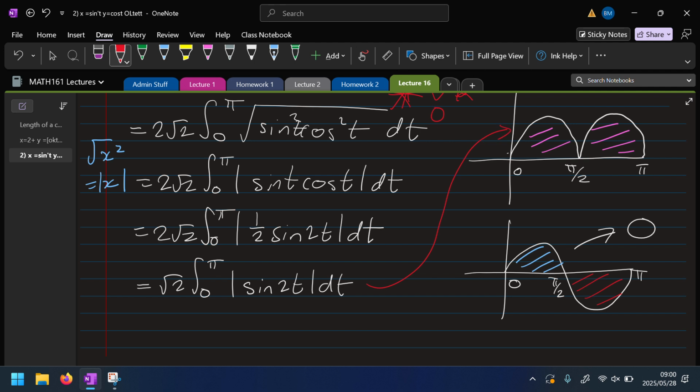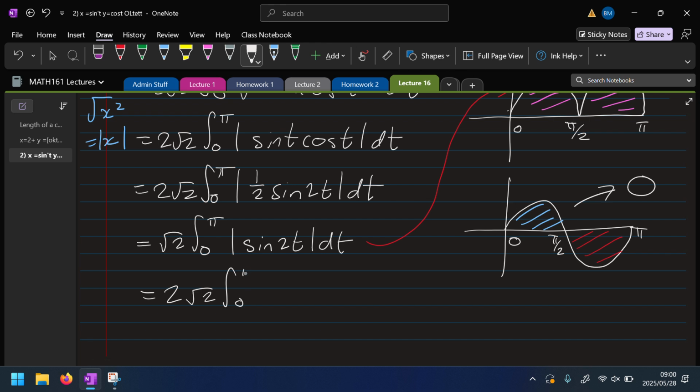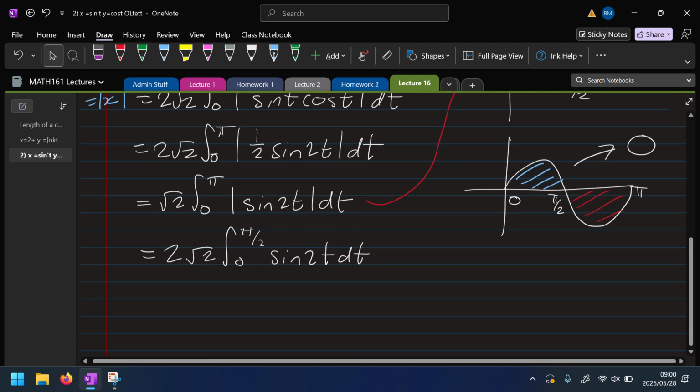So we're integrating that first one. Now notice we've got 2 parts to it, so from 0 to pi over 2, and then pi over 2 to pi. So what we can do is just go from 0 to pi over 2, and then double the answer, because from 0 to pi over 2 is the same as pi over 2 to pi. So just do the first part and then double it. So this is going to be double, and then integral from 0 to pi over 2, sine 2t dt.